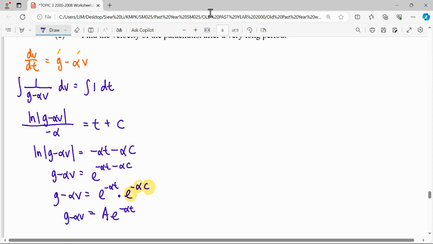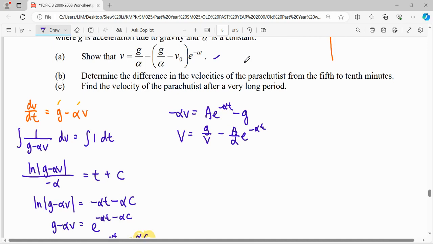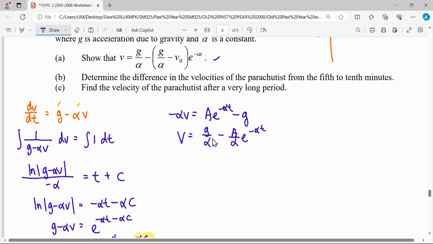Okay, so we simplify here. Negative alpha v equals a e to the negative alpha t minus g. Then v will be g over alpha. I write this term first because negative negative becomes positive. Then minus a over alpha e to the negative alpha t, so we divide by negative alpha on the right hand side. Then we compare with your answer.